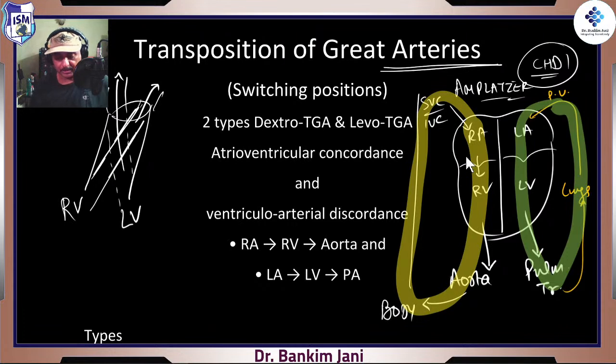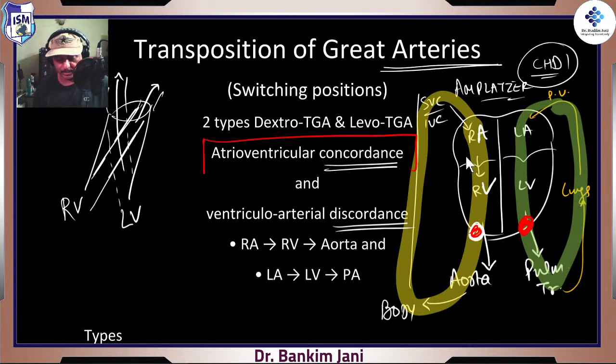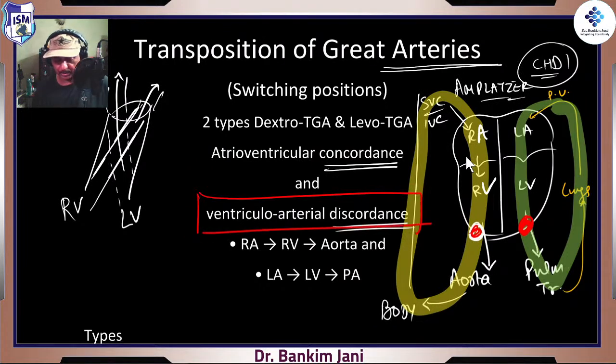That's what is called atrioventricular concordance: there is no problem between the atria and ventricles. They are both okay. That's the atria, this is the ventricles. Concordance means consistency. But there is discordance in the ventriculo-arterial system. The trouble is over here, between the ventricles and the arteries coming out. That's the point of trouble. So that is called ventriculo-arterial discordance.